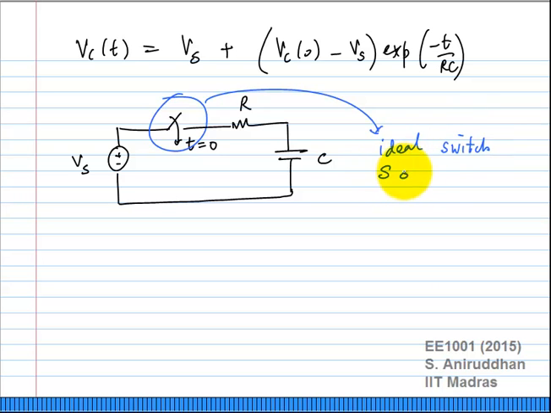When the switch, I'll use the term S, is off, what is it? It's an open circuit. If S is on, it's a short circuit. We already know what short circuit and open circuit represent. So this is one way of seeing it, and then you put this arrow to show that it's being turned on at a particular time. If you put this arrow and say t equal to 0, it is being turned on at a particular time.